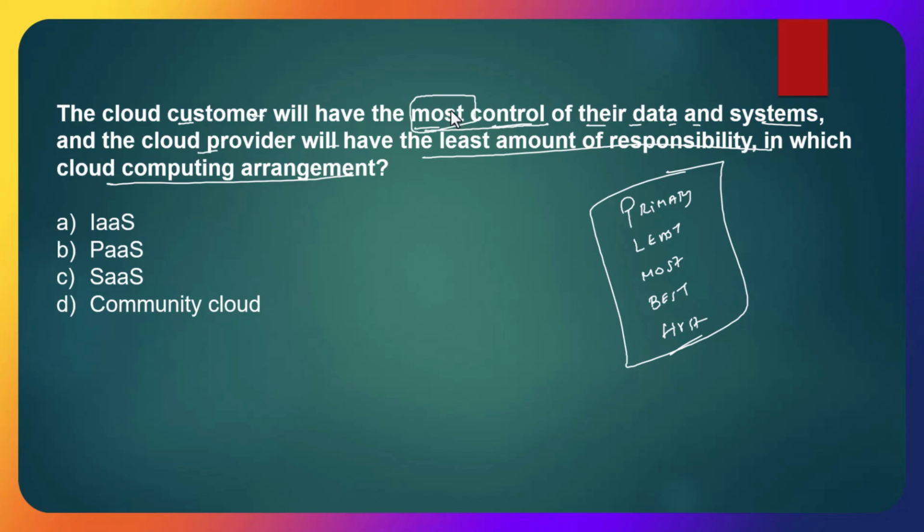Now the question is talking about most control, where the cloud provider has the least amount of responsibility. Absolutely it's not community, and it's not SaaS, because in SaaS the provider has the most responsibility. Platform as a service, no, because the provider has the most responsibility there up to the platform level. But if I want the most control of my data and the systems and everything, I should go for infrastructure as a service. That is why the answer is A for alpha.